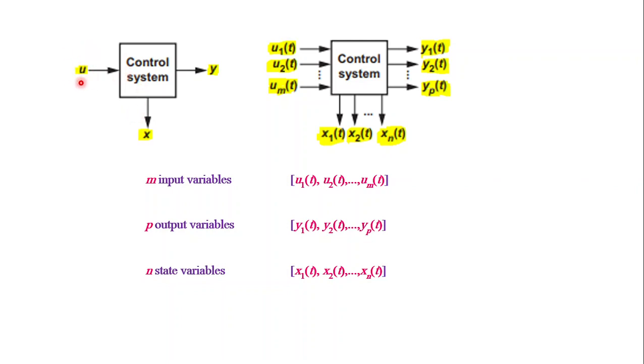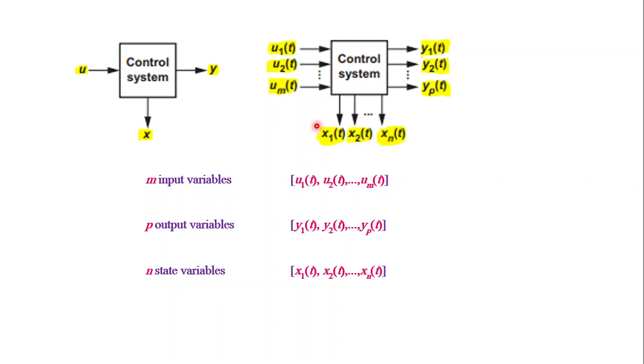It is not necessary that we have only one input. We can have any number of inputs. That is why m inputs are shown in the next block. So u1, u2, etc. um. Similarly, any number of outputs are possible in a system, y1, y2, etc. yp. And n state variables, because the order of the system is decided by the number of state variables or the number of energy storing elements. So x1, x2, etc.